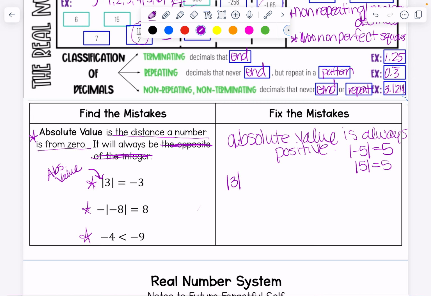The absolute value of 3 is actually 3 units away from 0. This next one, we have this negative outside of the absolute value. So this is read as the opposite of the absolute value of -8. The absolute value of -8 is 8, but the opposite of 8 is -8. Because that negative is on the outside of the absolute value, the expression is going to be equal to -8. And here we have -4 is less than -9. -4 is actually further to the right on the number line, so -4 is greater than -9.